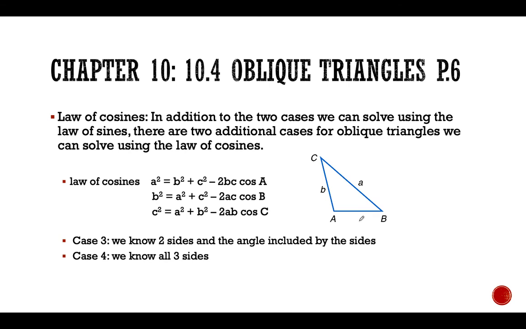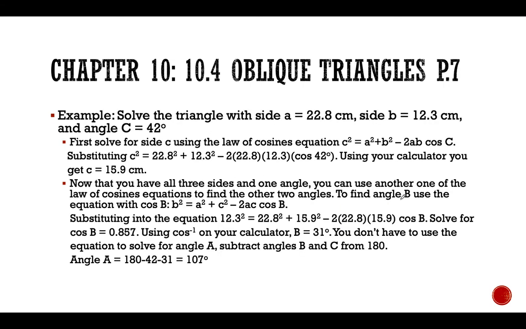And for case 3, we know two sides and the angle included by the sides. So that means we may know B and A, and the angle included by the sides would be C. And then in case 4, we know all three sides.